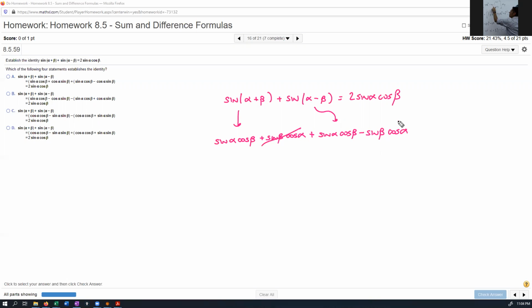Looks like this and this cancel. And these two are identical. So there's 2 of them. Put them together and there's 2, and that gives you this.